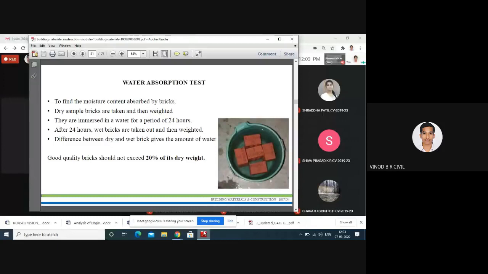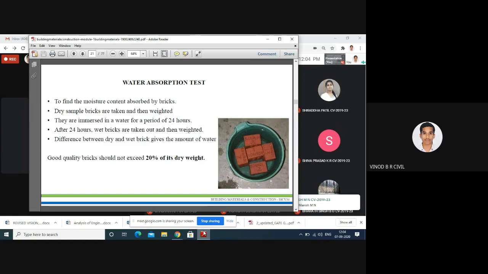After the 24 hours, take the brick out, which is now the wetted brick. Again, take down the weight. Initially, for example, the dry weight of the brick is 2 kg. After 24 hours of immersion in water, it becomes 3 kg, for example. The difference is 1 kg. With the help of a mathematical expression, we have to calculate the percentage of water it absorbed.